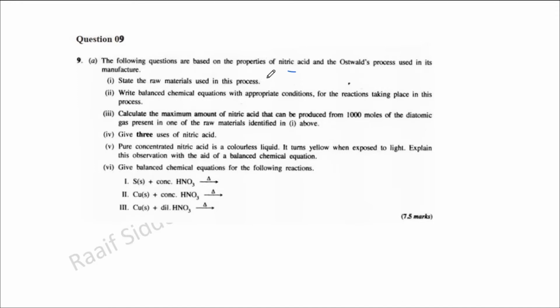So normally we use ammonia and air. Air is because we need oxygen here to react with this one, and also we need water, H2O. Okay. So write the balanced chemical equation with appropriate condition for the reactions taking place in this process. Okay, so I will use the board to write down the reactions.